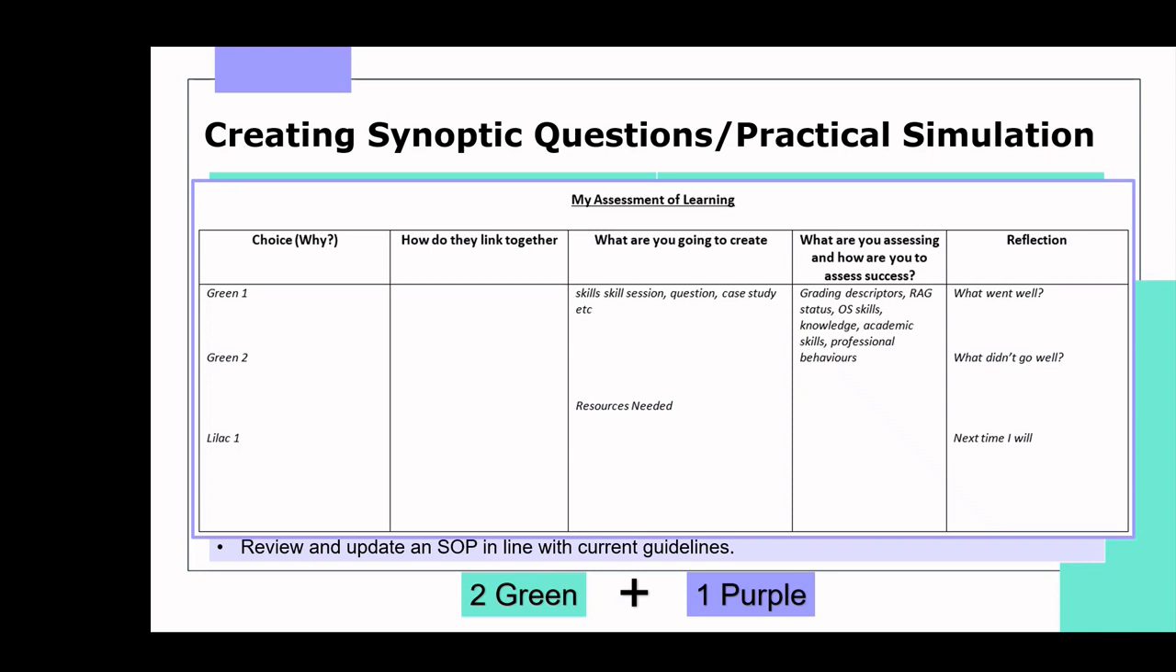They're going to have to be very clear on what they're going to create, what they are assessing beyond just knowledge, so academic skills, professional skills, and how they're going to assess. So is this going to be through a RAG status or through grading descriptors, which we will look at shortly on how to create grading descriptors that your students can use regularly. And finally, students need to be able to reflect on the process, as this will be a key element to support deeper understanding.